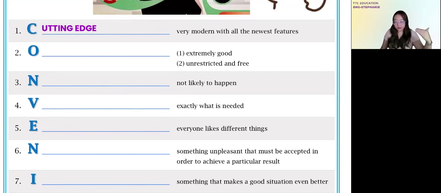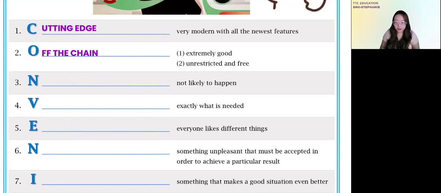Moving on to the second one. If you want to talk about things that are extremely good, or that allow you to feel unrestricted or free, this is off the chain. Off the chain. Some of these we have already gone through in our normal class, but I'm trying to compile them together for you for this seminar so that you understand better how you can use them in the science and technology context. So off the chain means very good, unrestricted and free.